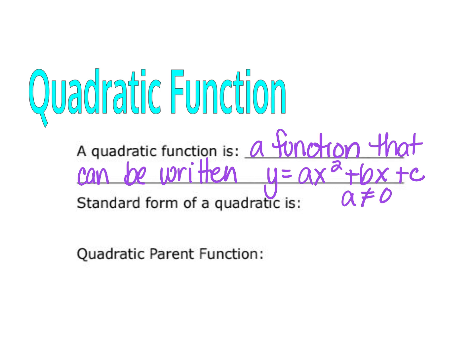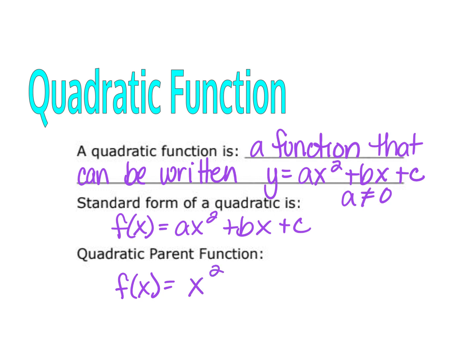When we talk about the standard form of a quadratic function, it actually looks like this: f of x equals ax squared plus bx plus c. Now, just like when we had a linear situation, there was a parent function, we also have parent functions when it comes to a quadratic. This can be f of x equals x squared. It's the most basic quadratic there is, or it could be y equals x squared. Either one of these, remember, f of x means y. F of x is your output, x is your input.